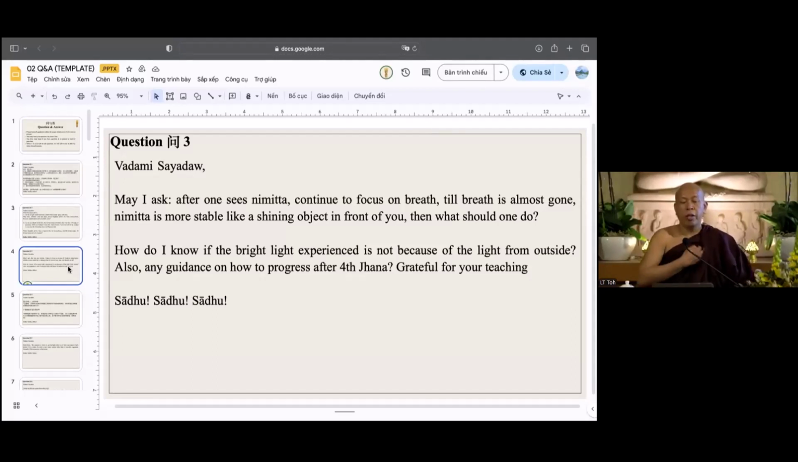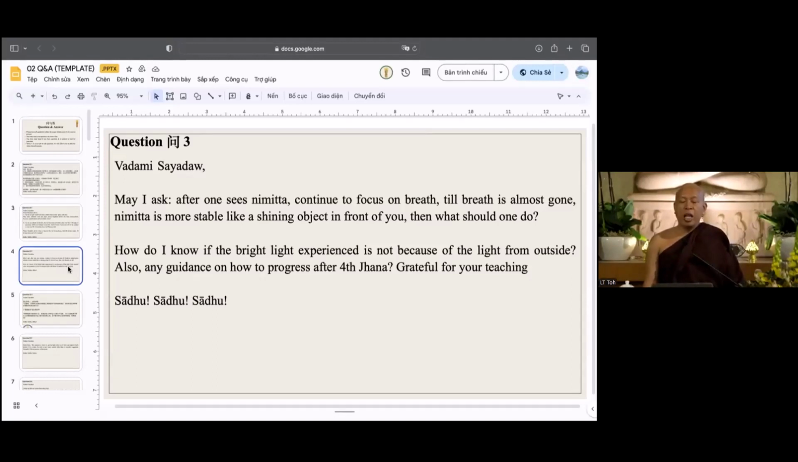For the nimitta, when the nimitta becomes very stable, there will be very subtle breaths. Then finally your breath will disappear. Your mind will naturally go to the nimitta, a very shiny nimitta. At that time, you can keep knowing the nimitta. Don't think about the breath anymore. As long as you can feel the breathing, very subtle, keep knowing the breathing. Don't think about the light or nimitta too much. This is the first thing.